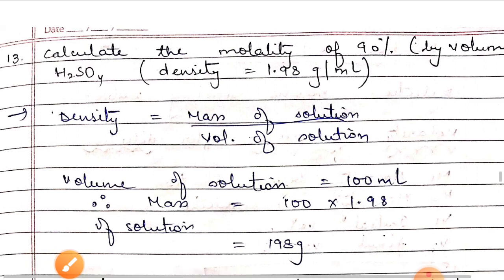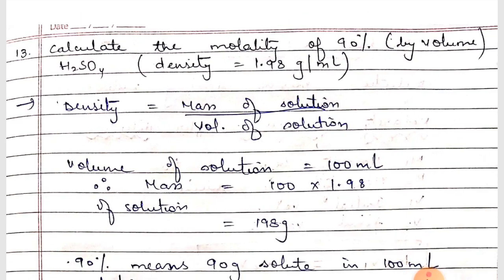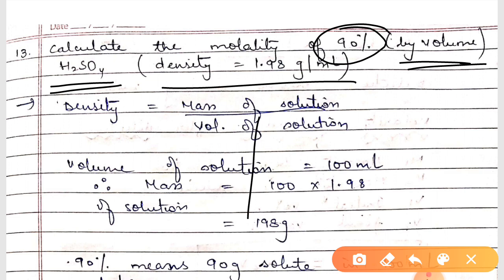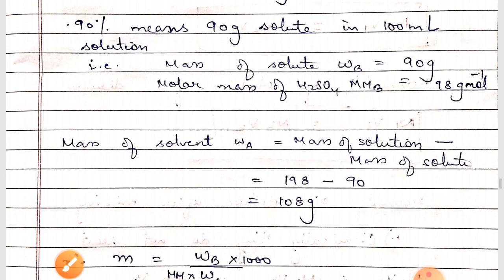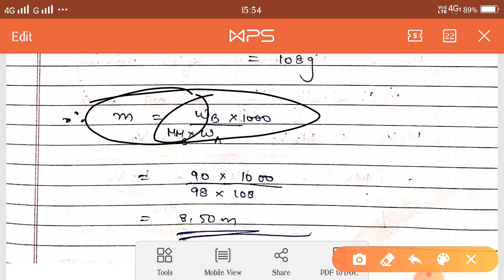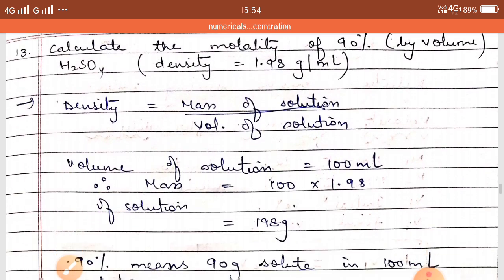Next, this is the last question that we'll discuss now. Calculate the molality of 90% solution of sulfuric acid. By volume it is given, and the density of the solution is given. Molality you need to find. What is the equation of molality? Molality is given mass of solute upon molar mass and given mass of solvent. But you are not given the mass, you are just given the density and percentage.